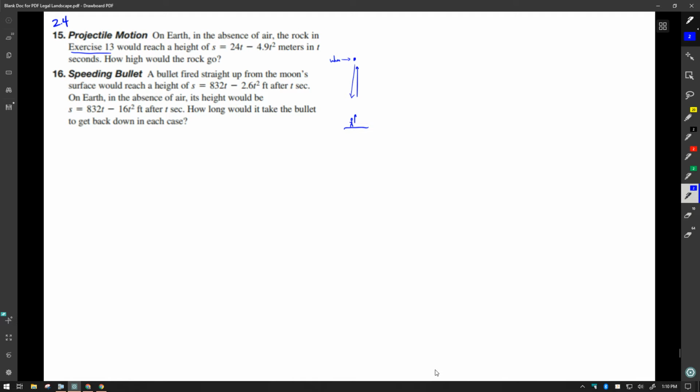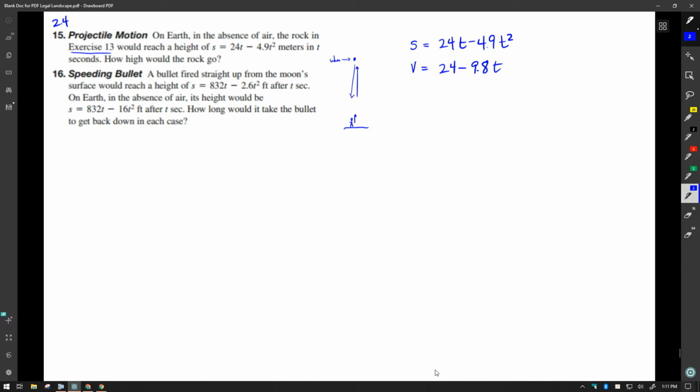So let's figure that out by first finding the velocity function. We know that the position is 24t minus 4.9t squared. The first derivative of that is velocity. So let's use the power rule and get the velocity function to be 24 minus 9.8t. So the velocity indicates to us not only the rate at which the rock is moving, but also the direction in which the rock is moving. Positive velocity means up, negative velocity means down.